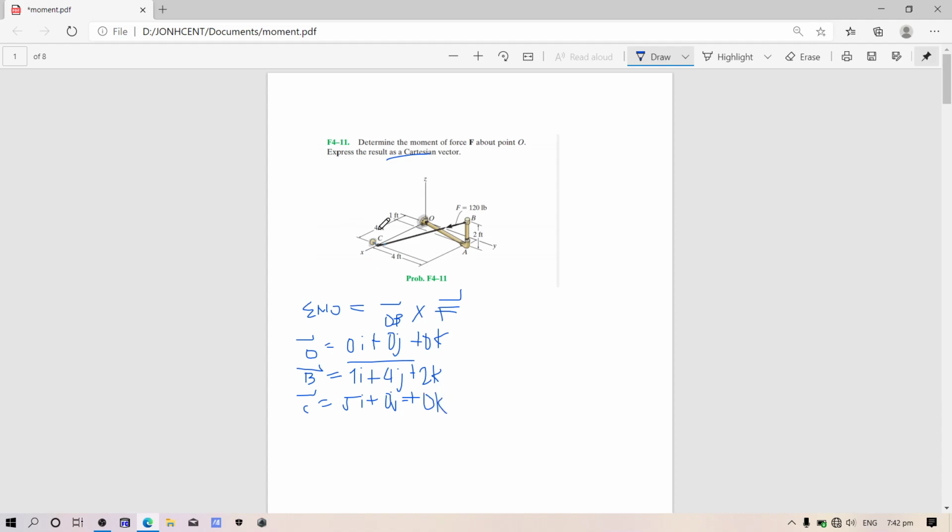Okay? So, we can get vector OB as B minus O. So, that will give me, pag minusin mo si B saka si O, so that will give me 1i, plus 4j, plus 2k. Okay?